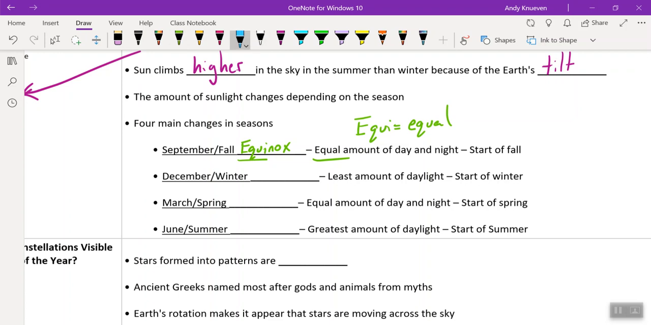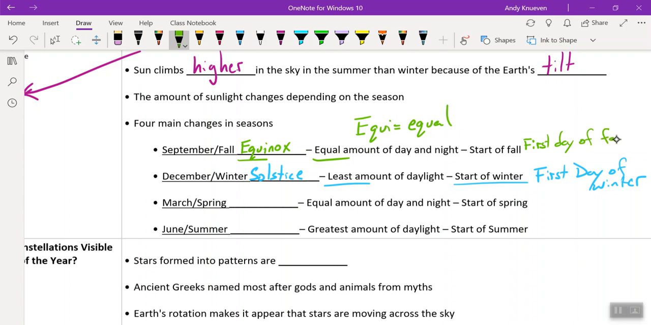But then we have our December or winter solstice. And that winter solstice is the least amount of daylight. And this is the start of winter. So the December solstice is the first day of winter. If that's the first day of winter, then that means that our September fall equinox is the first day of fall. And we have that here, start of fall.